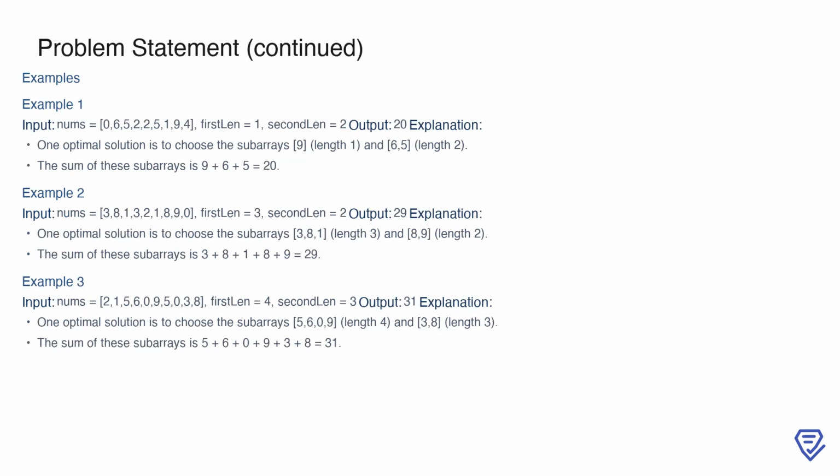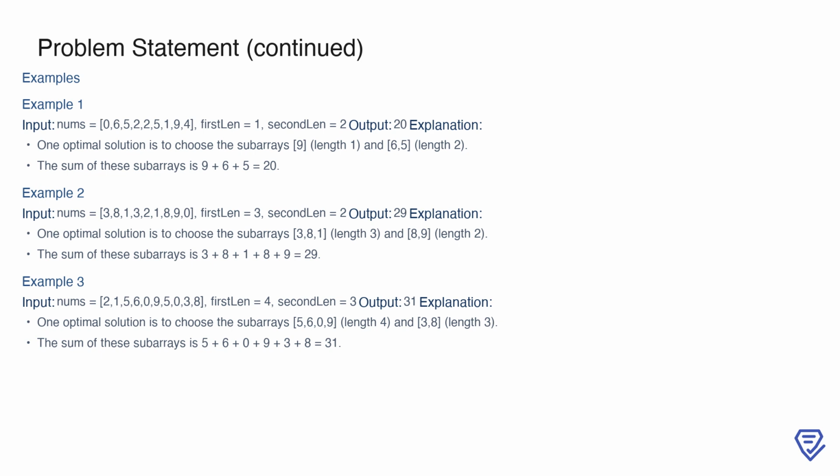In the first example, the input array is nums equals 0, 6, 5, 2, 2, 5, 1, 9, 4, with firstLen equals 1 and secondLen equals 2. One optimal solution is to select the subarray 9 of length 1 and the subarray 6, 5 of length 2. The sum of these two subarrays is 9 plus 6 plus 5, which equals 20, so the output is 20.